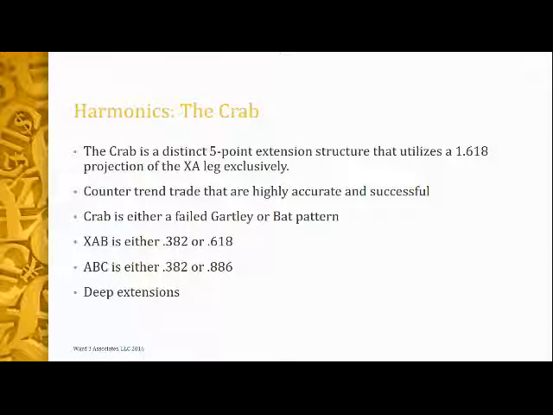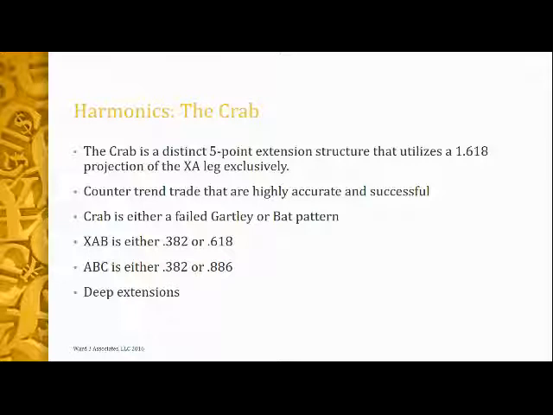The crab pattern is a distinct 5-point extension structure that utilizes a 1.618 projection of the XA leg exclusively. So this is the only harmonic pattern where you would use the projection of the XA leg. Okay, guys? It's a counter trend trade actually that is highly accurate and successful. So the crab is either a failed Gartley or a bat pattern. So one of those two patterns failed, and that's when the crab is created.